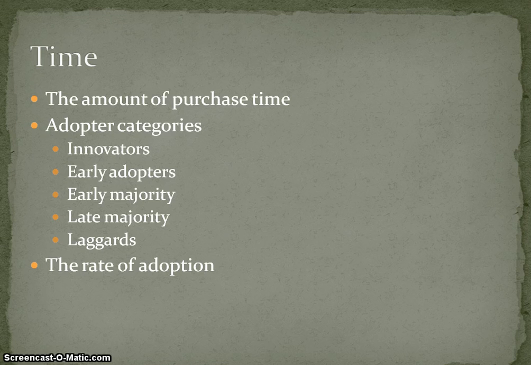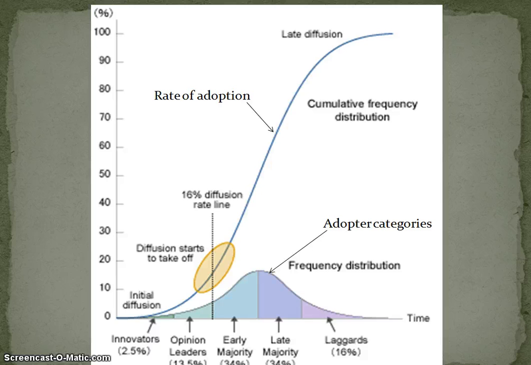Next is called adopter categories. Maybe this is very interesting to you, so let's see. They are innovators, early adopters, early majority, late majority, and laggards. I want to explain these with a diagram. This is your adopter categories. Some books or articles commonly call this the adoption process, but this comes under adopter categories in your book.